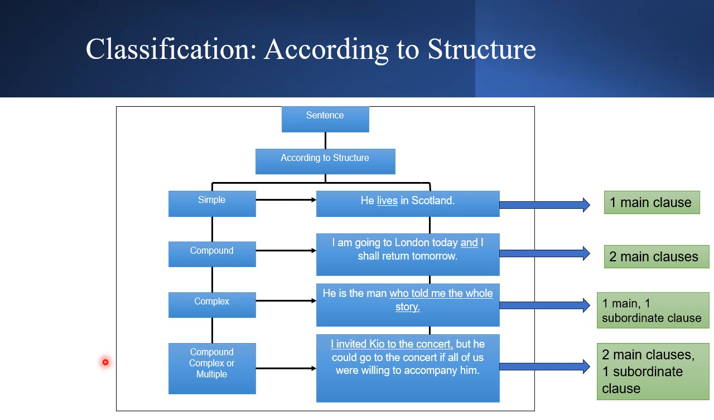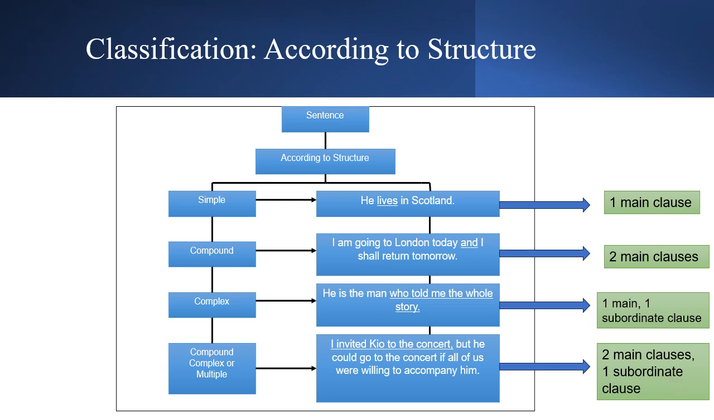The next one is compound complex sentence. So for example, I invited Kayo to the concert, but he could go to the concert if all of us were willing to accompany him. Okay, so I invited Kayo to the concert, one complete sentence, but he could go to the concert if all of us were willing to accompany him. He could go to the concert, second complete sentence or main clause. If all of us were willing to accompany him, that's the subordinate clause. So in this sentence we have two main clauses, one subordinate clause. It's a compound complex sentence.